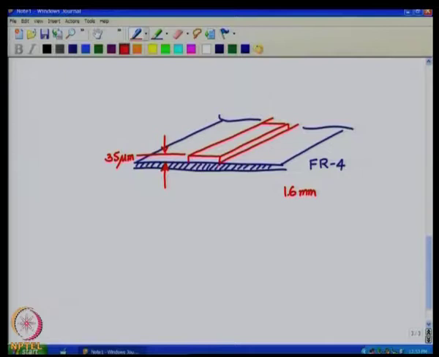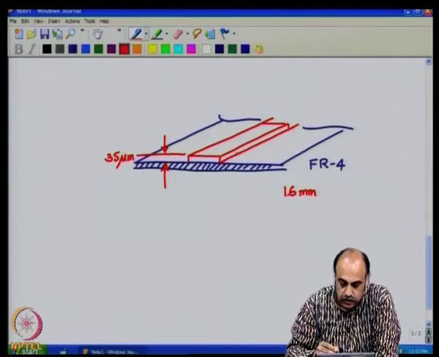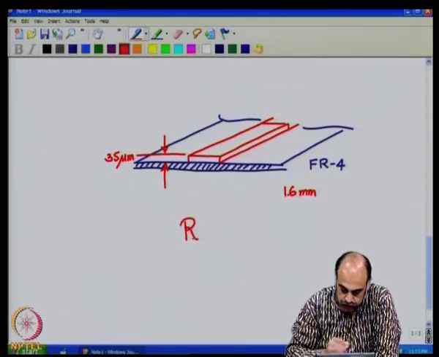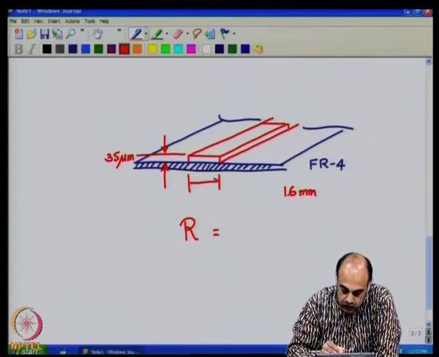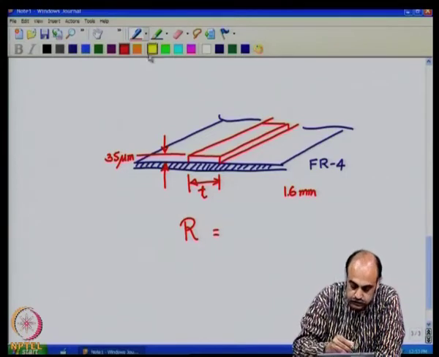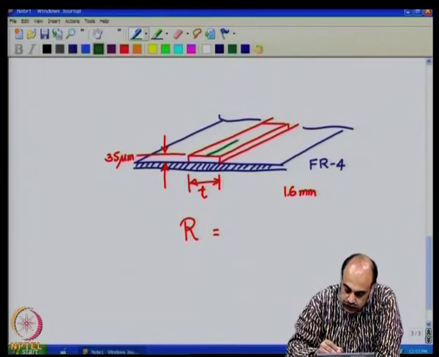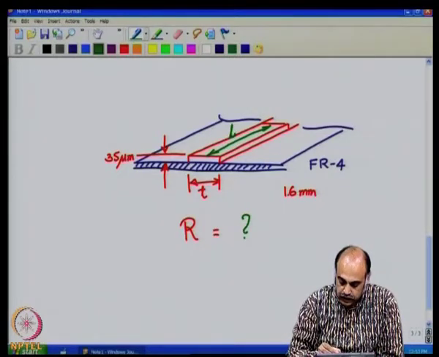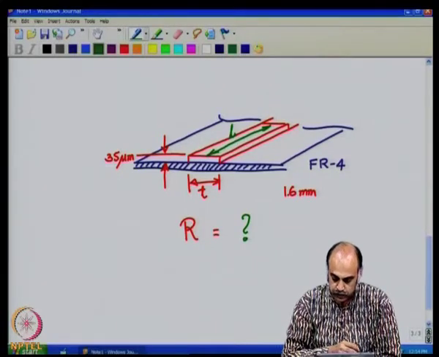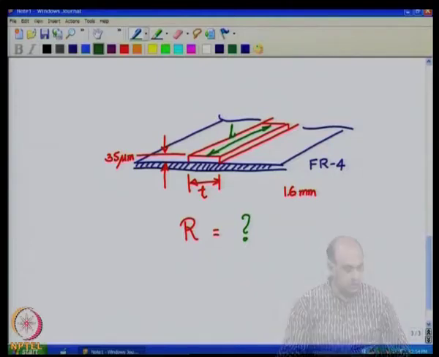Now, such a particular laminate with copper on it, let us estimate the resistance R. Resistance R for some specifications. Let us say we need to estimate it for some thickness T, and for some length, let us say a length L. What is the value of the resistance? Okay. So, this is what we want to do. Let me take you to the PPT slides.